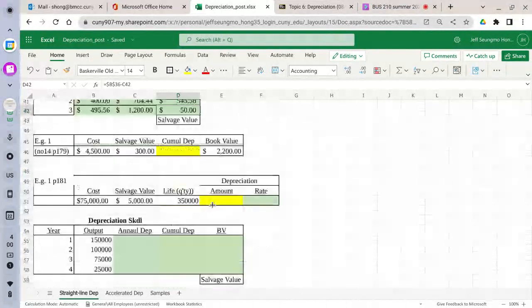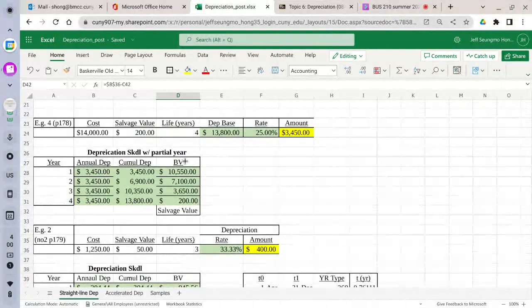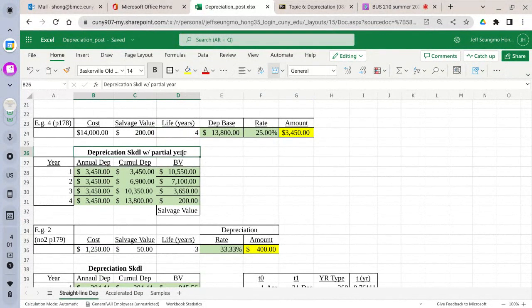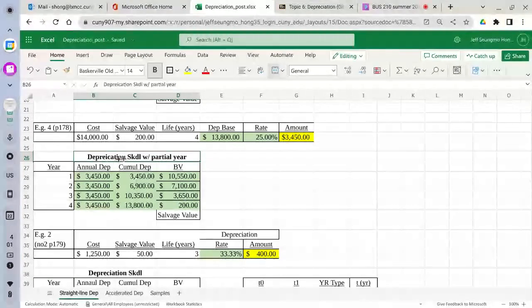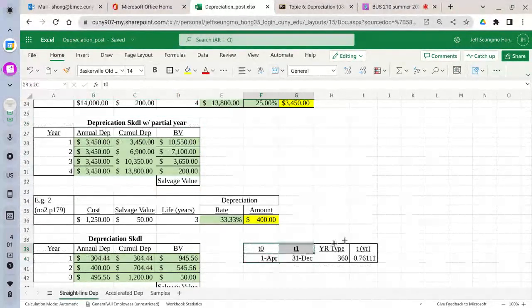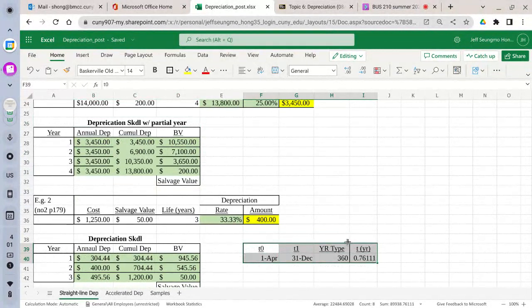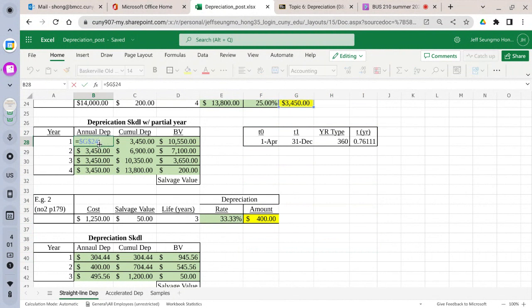I don't know if this, I should have put partial year, okay. Oh yeah, here, it says partial year. So this was the example for partial year. It says depreciation schedule with partial year. So I should have done it there. I should have done it. But you know, I can move it here. And then I should have done it, like, times this, and here I should have again made that adjustment.